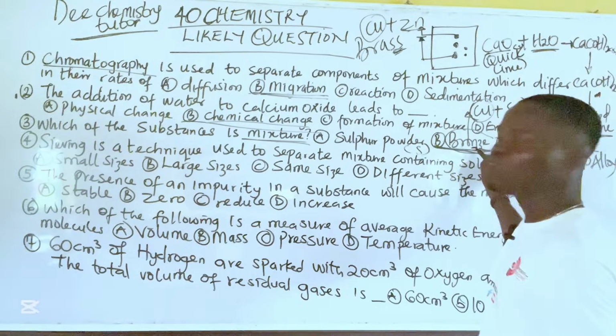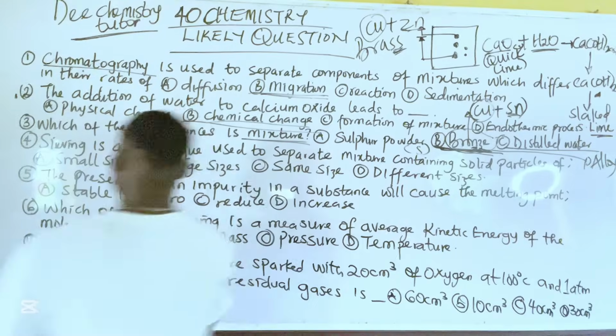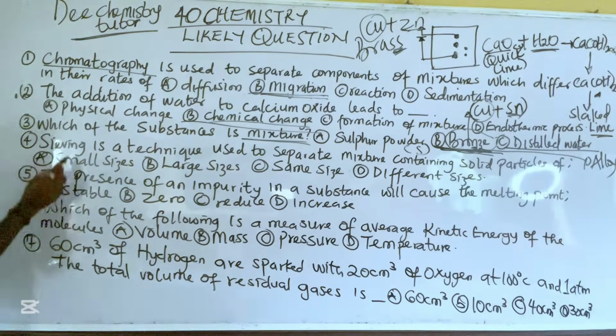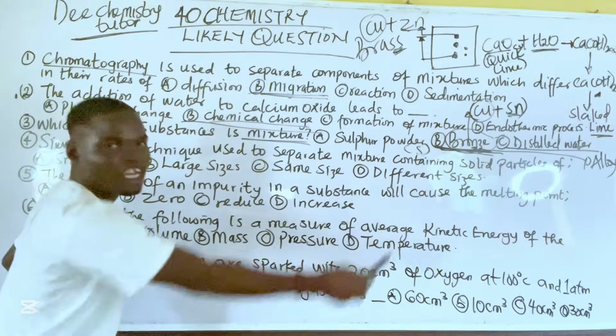Tin. Bronze. Tin. Okay. So the answer to this question is bronze. Now, number 4. Sieving is a technique used to separate a mixture containing solids of dash.